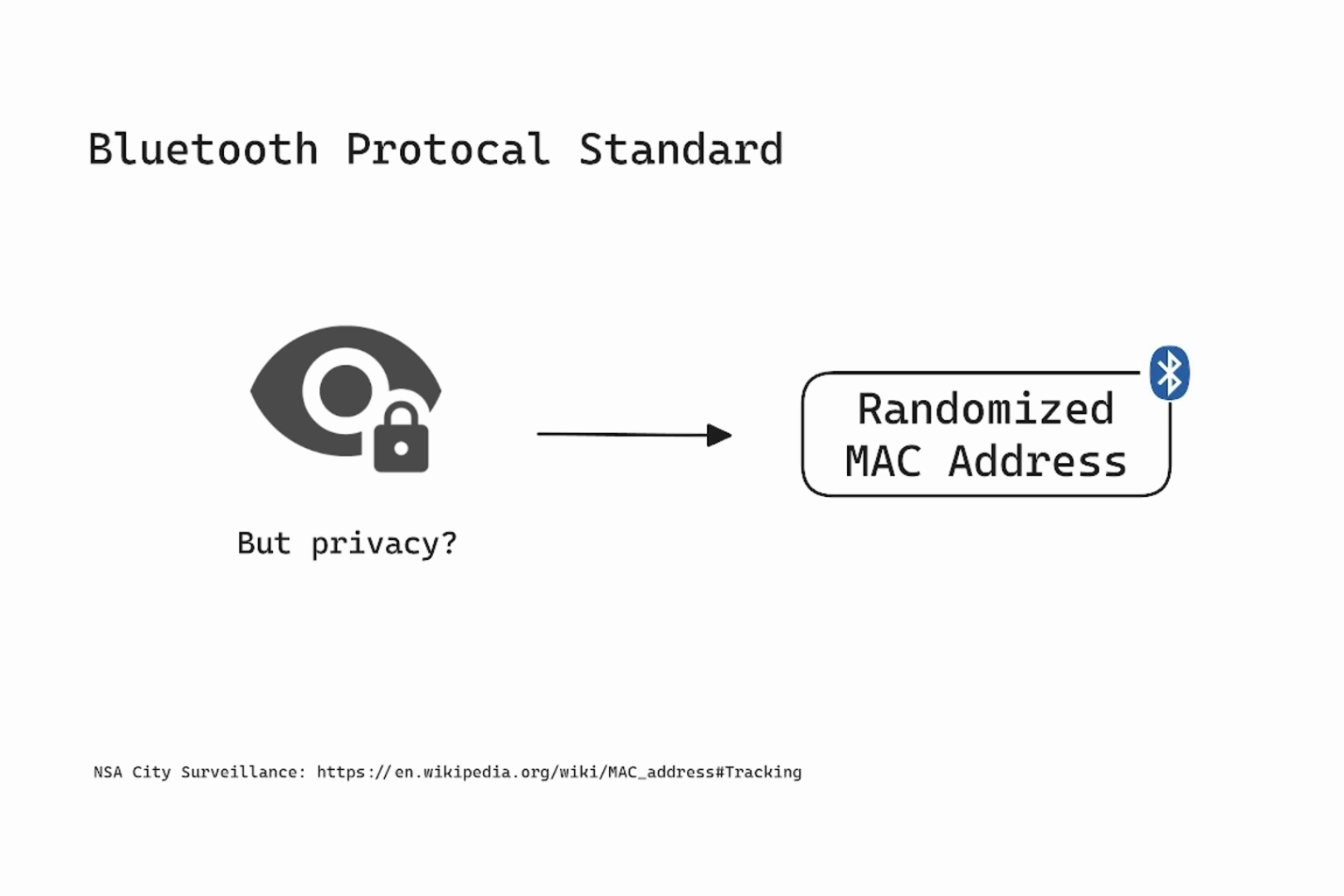But to preserve user privacy, the Bluetooth standard requires that devices update their MAC addresses at least once every 15 minutes. This means that a device's MAC address is intentionally randomized so that a fixed identifier of the device isn't continuously being broadcasted out.